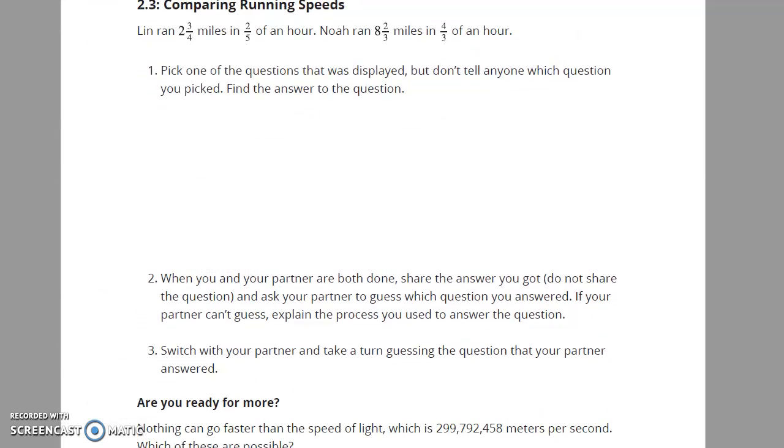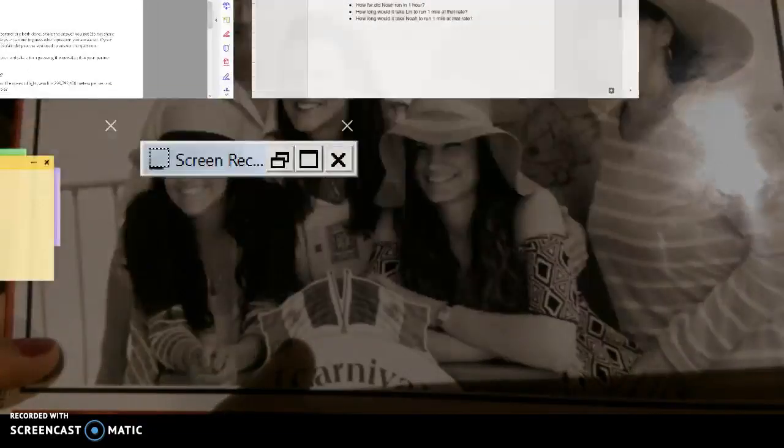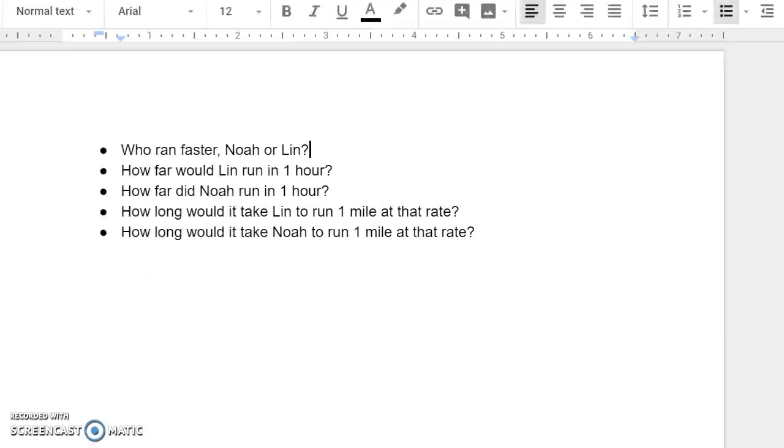Okay, for this one, comparing running speeds, it says pick one of the questions that was displayed and don't tell anyone what question you picked. So here are some questions for you to consider. Who ran faster, Noah or Lynn? How far would Lynn run in 1 hour? How far did Noah run in 1 hour? How long would it take Lynn to run 1 mile at that rate? How long would it take Noah to run 1 mile at that rate? Please pick one of those questions. You can hit pause to pick them.